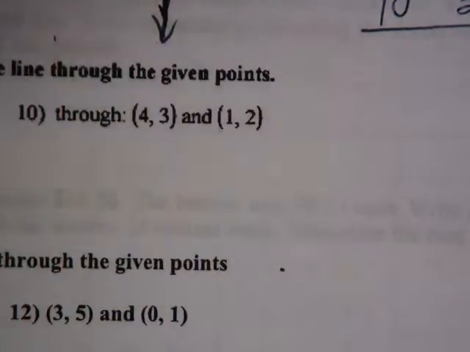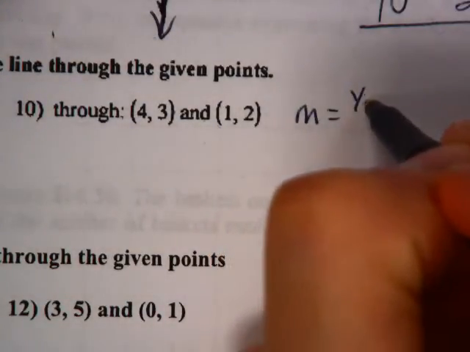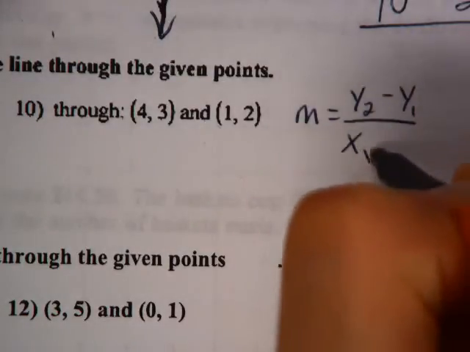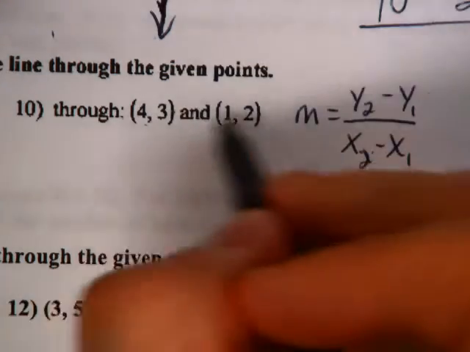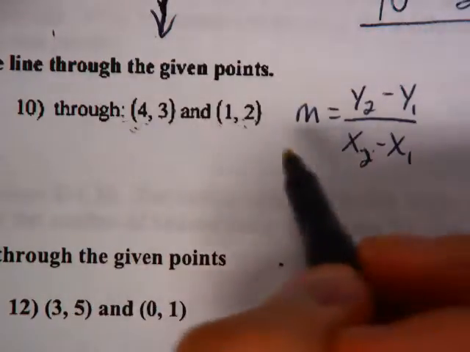So the problem here with 10 is I have 2 points, I don't know my slope, and I don't know my y-intercept. Well, remember, there is a formula for finding slope. You take the difference of the y's and divide it by the difference of the x's. Well, which one is y1, which one's y2? I'll be honest with you, it doesn't matter, as long as you're consistent.